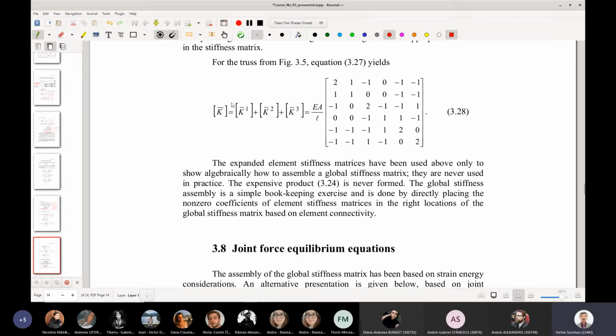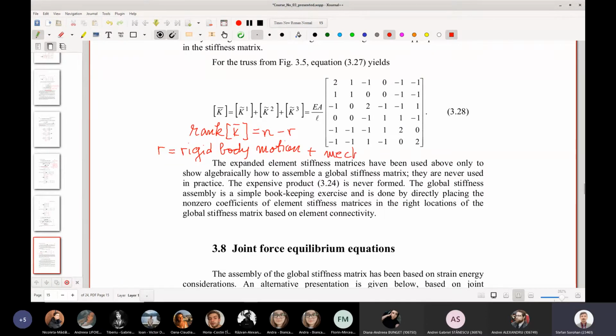The rank of this matrix, this is very important. The rank is n, in this case 6, minus r. R means rigid body motion or total rigid body motion, but plus mechanism motion.